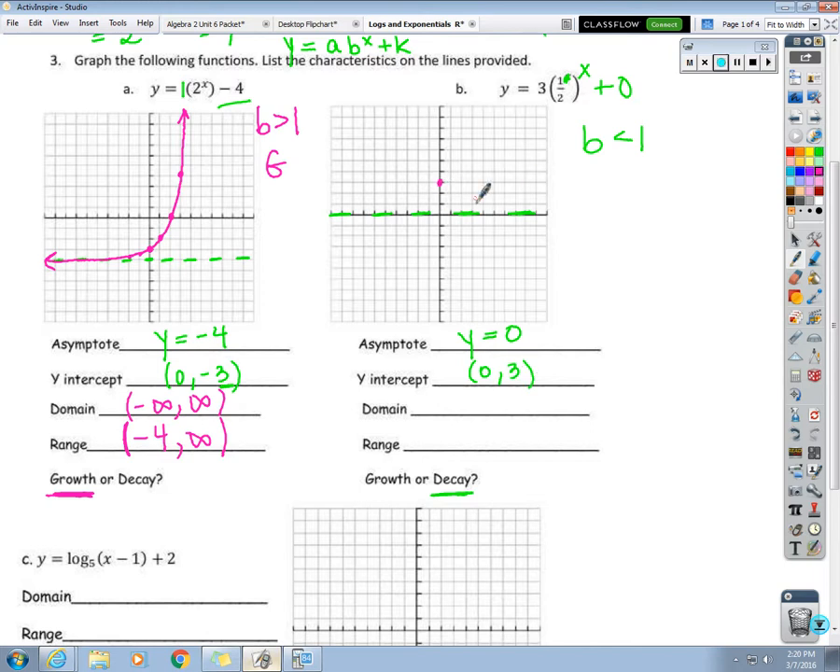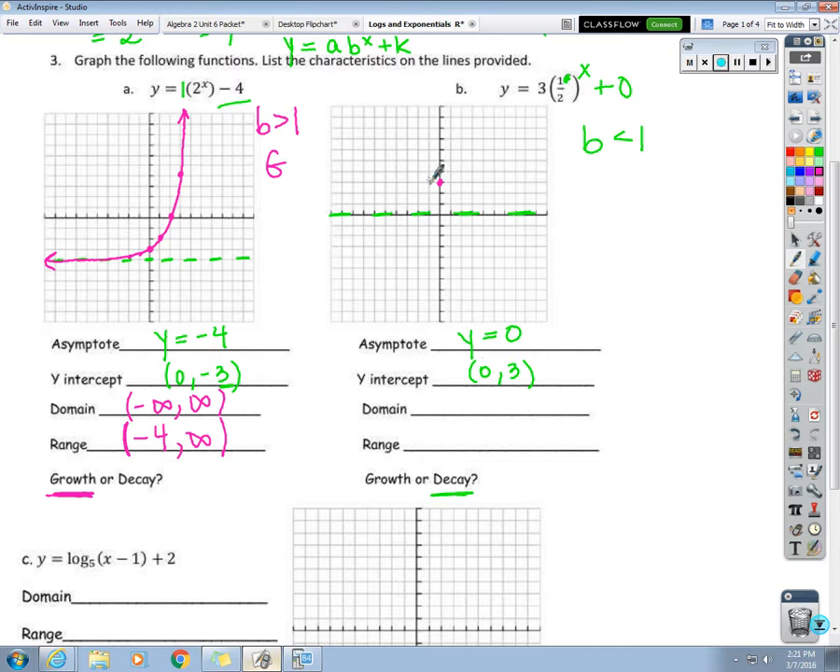Now, remember the little hint I showed you a while ago? What's the A value of this one? What's the K value? What happens when you combine those? What happens when you combine the A and the K? 3 plus 0 is 3, which is our y-intercept, right? Your A and your K combined will always tell you where your y-intercept is.